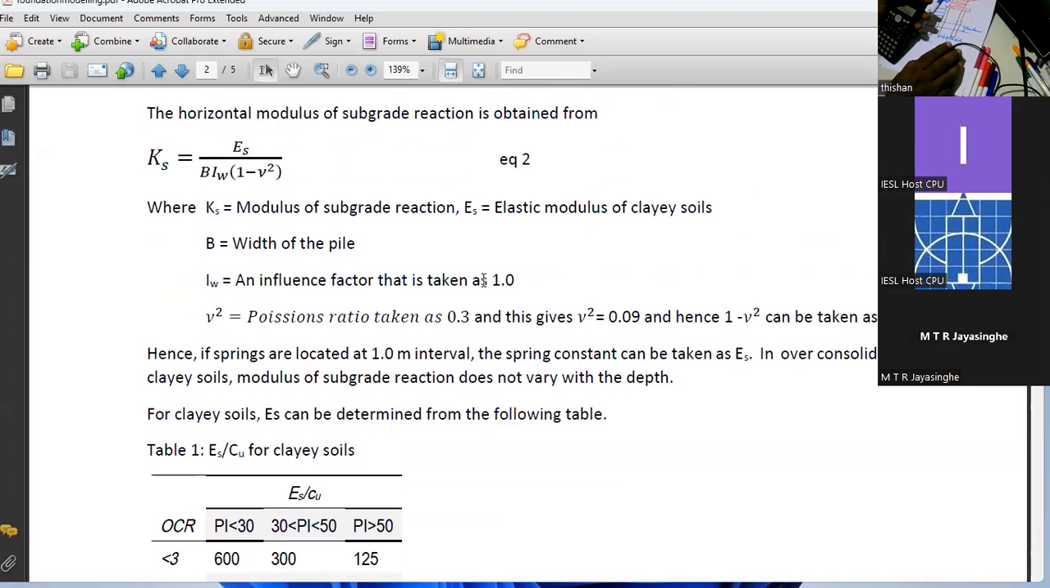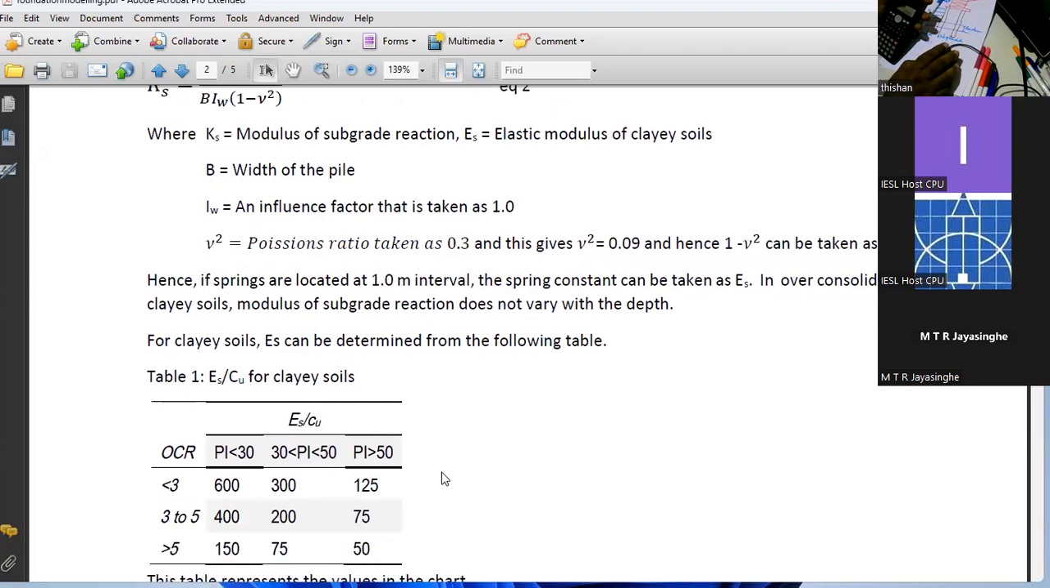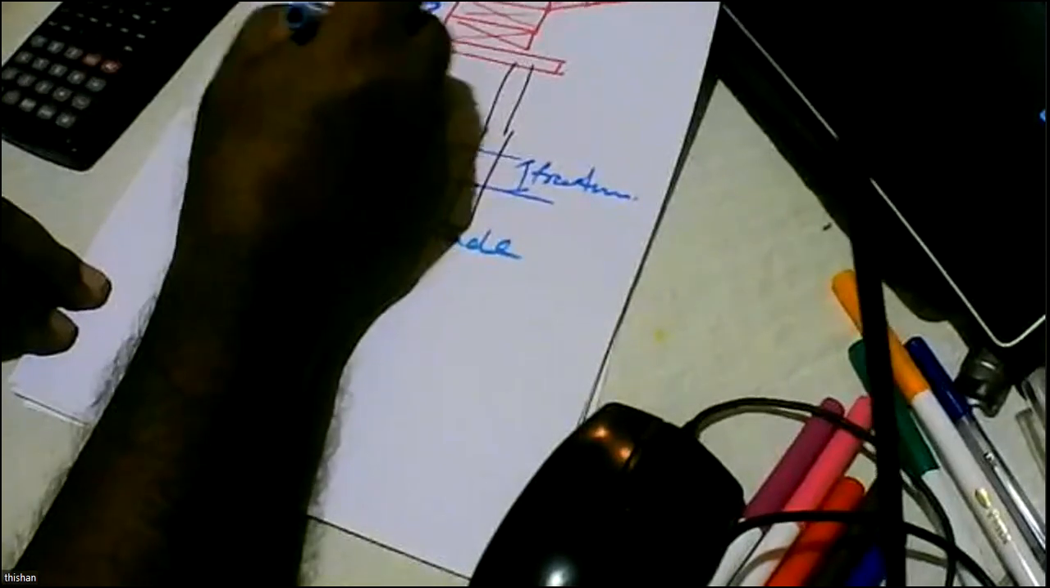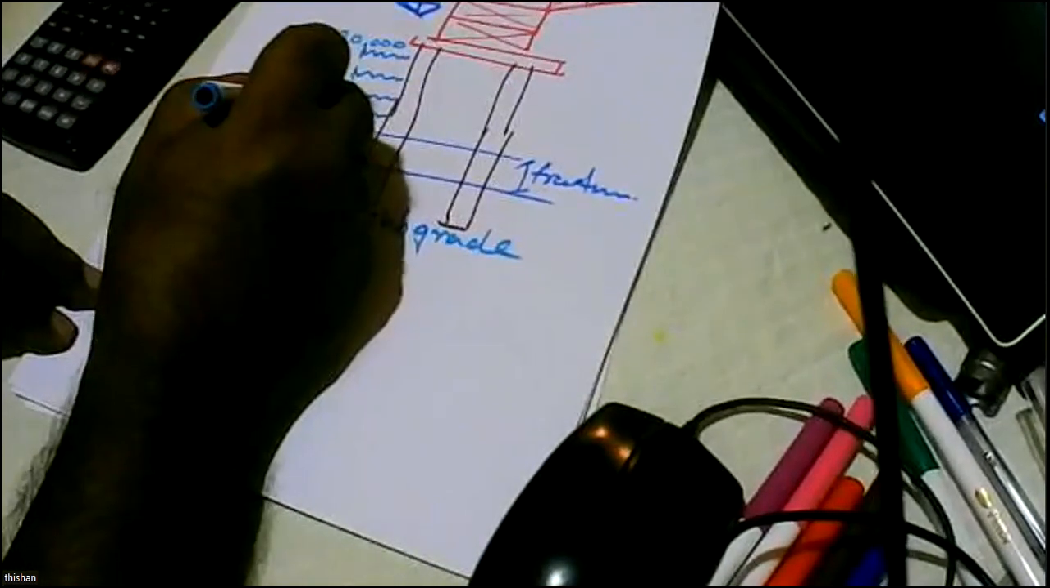Because what happens is, if the pile is 1.5 diameter, you get ES divided by 1.5. But when you multiply it by the area, again you are multiplying by 1.5 multiplied by 1, so you will end up with ES. Also, this value does not vary with the depth of the soil. So if I stop share and show you how this can be modeled, this is 30,000.